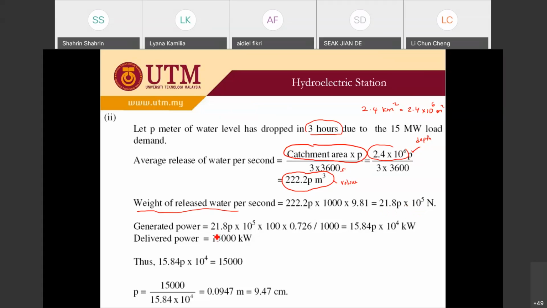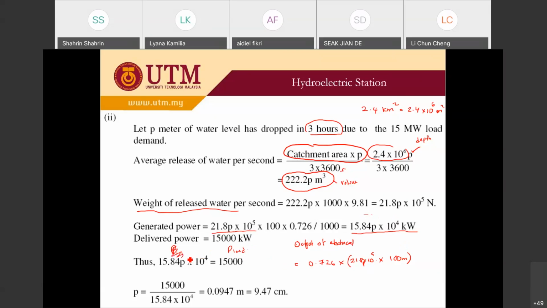So the generated power, the output of electrical, you need to multiply with the efficiency 0.726, multiply with the energy from the water, which is 21.8 P, multiply with the height difference, which is 100 meter. So you will receive this in kilowatt. So this is the energy from the water. So this is P in, and this is your P load.